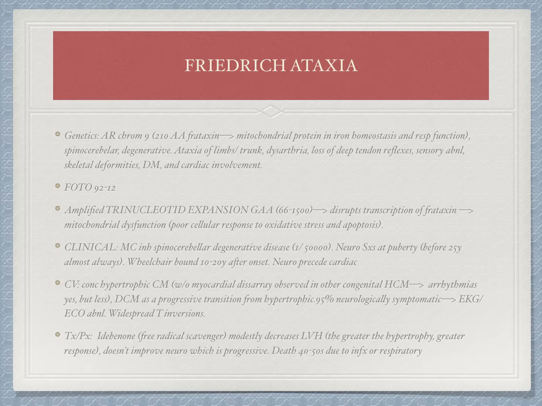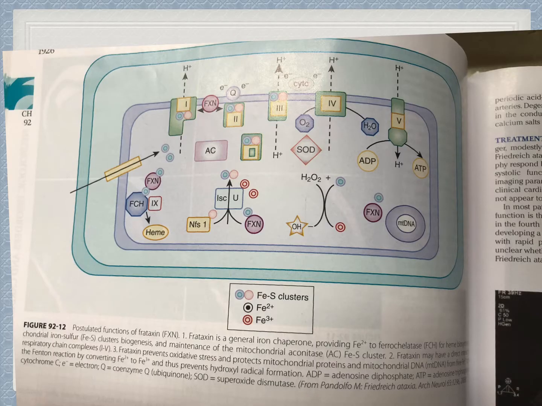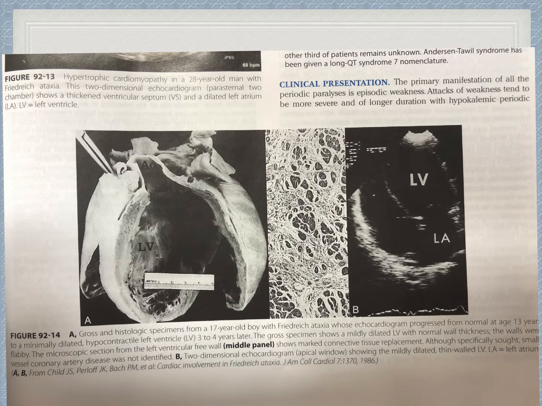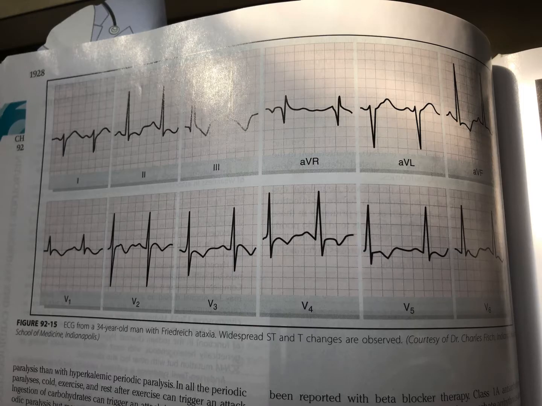Okay, so these patients may have hypertrophic cardiomyopathy, but this hypertrophic cardiomyopathy is less arrhythmic than the usual inherited hypertrophic cardiomyopathies. Here you have frataxin going crazy in the cell, and here you can see what happens in the echo. Here there's clear hypertrophy. Here you can see dilated cardiomyopathy. So usually these patients progress from hypertrophic cardiomyopathy to dilated cardiomyopathy. And here you can see inverted T waves, which are usually seen in Friedreich ataxia.